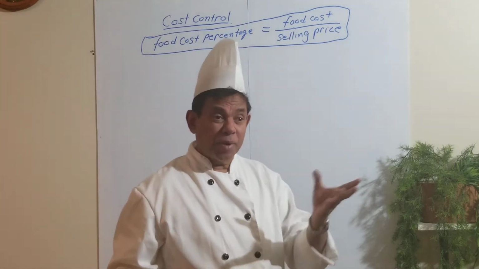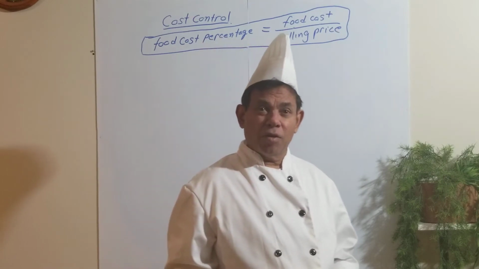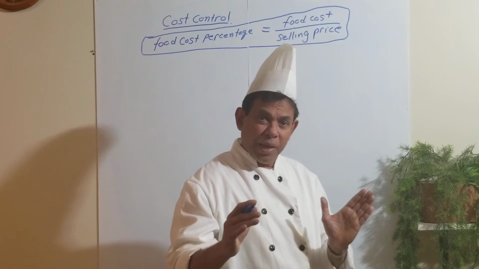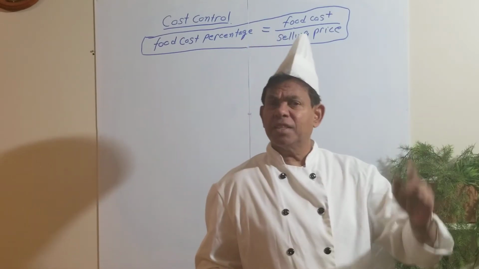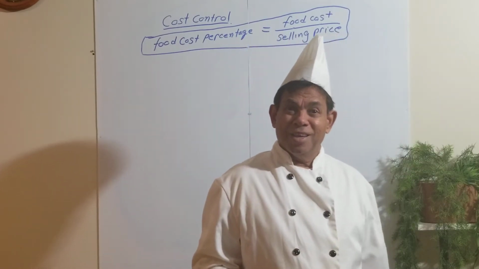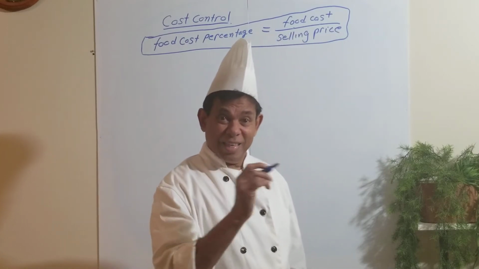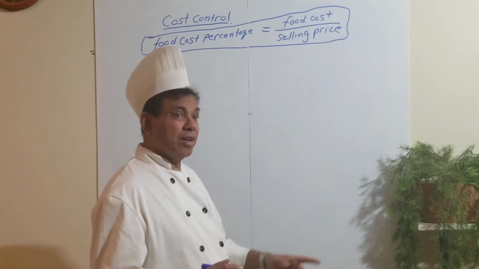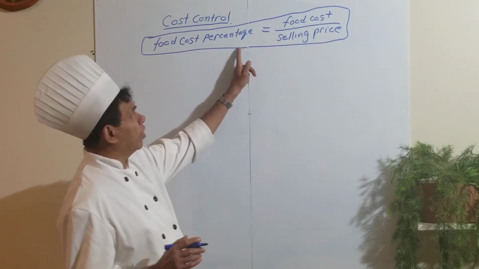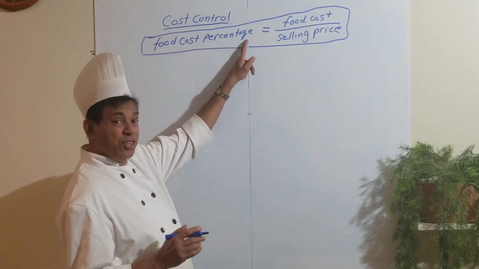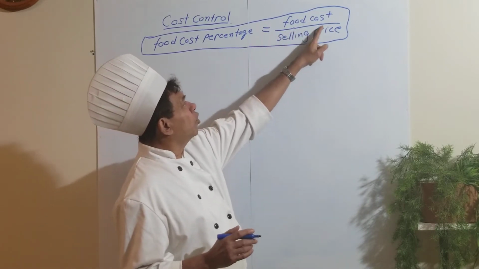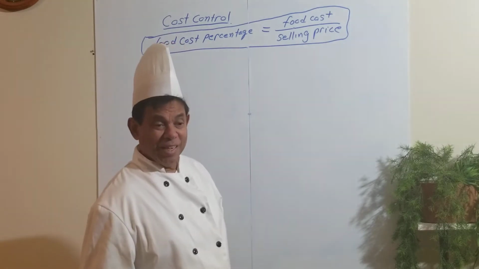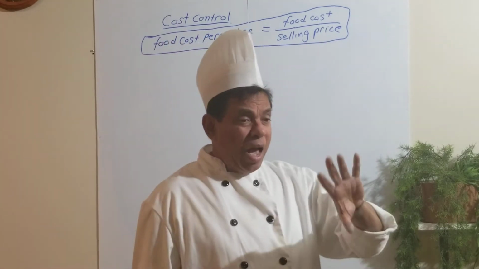If somebody asks a chef, how is the food cost percentage of the kitchen? I must know it for a certain period. I say 32 for this month. So you will understand what it is now. To calculate that, we always use this formula: food cost percentage is equal to food cost divided by selling price. Alright. Now, we have a cost.